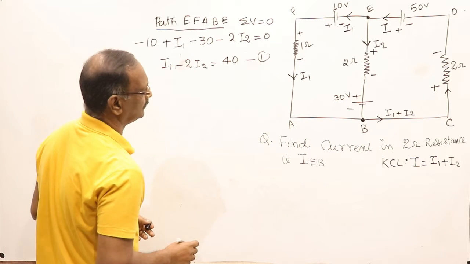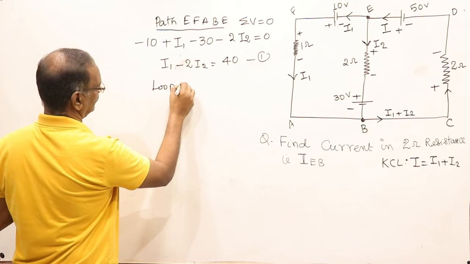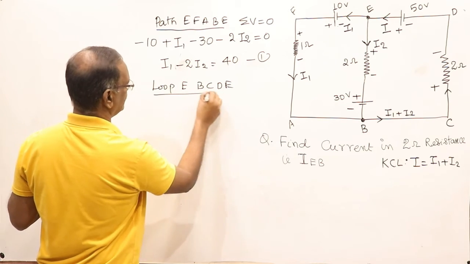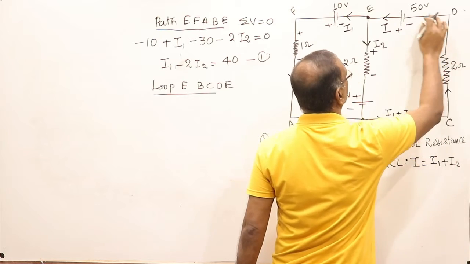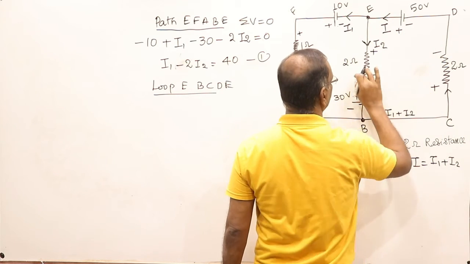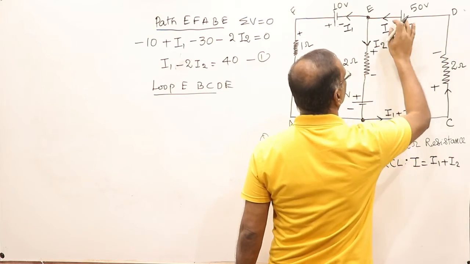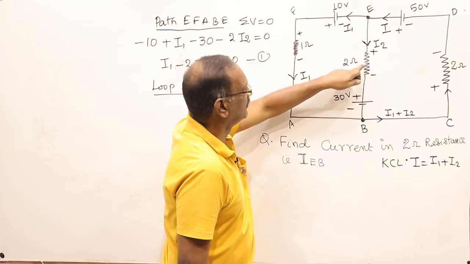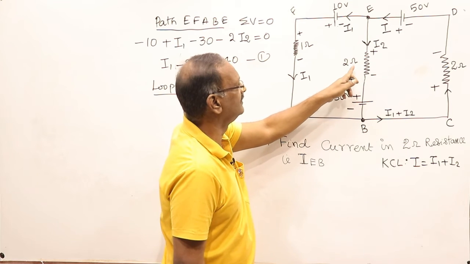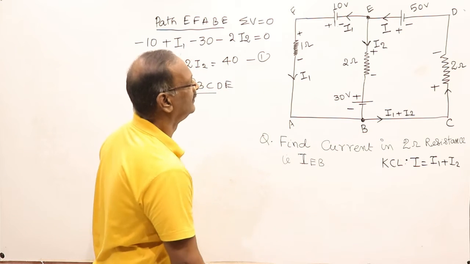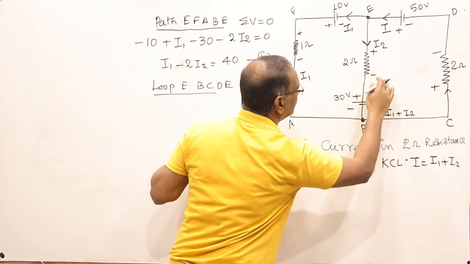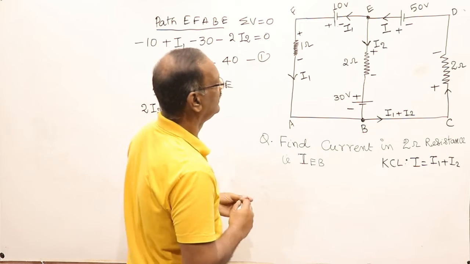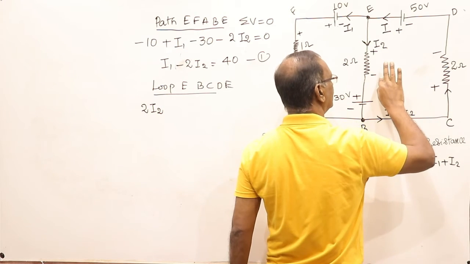Then again we will take the loop E, B, C, D, E. It means we are starting from here, again a closed loop. So from here to here, here to here, here to here, back. Here I2 is flowing. So the potential drop is equal to 2 into I2, because V is equal to I into R. 2I2, whether it is positive or negative, we are coming from positive to negative, this will be 2I2, because this is the path.